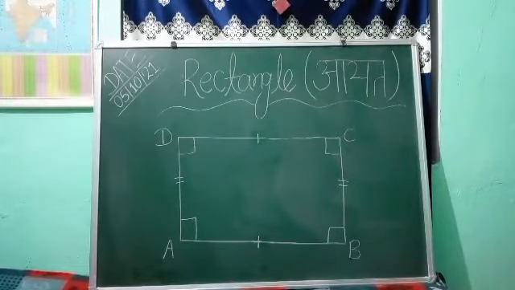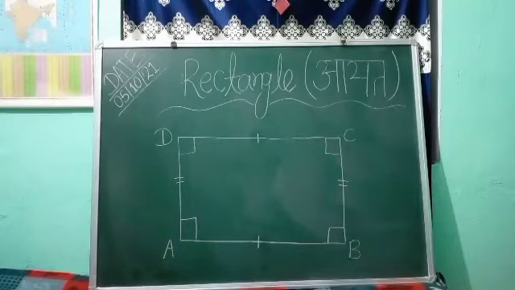Properties of rectangle. It has four sides and four vertices. Each vertex has an angle equal to 90 degrees. The opposite sides are equal and parallel. Diagonals bisect each other. Perimeter is equal to twice the sum of its length and breadth. Area is equal to the product of its length and breadth.